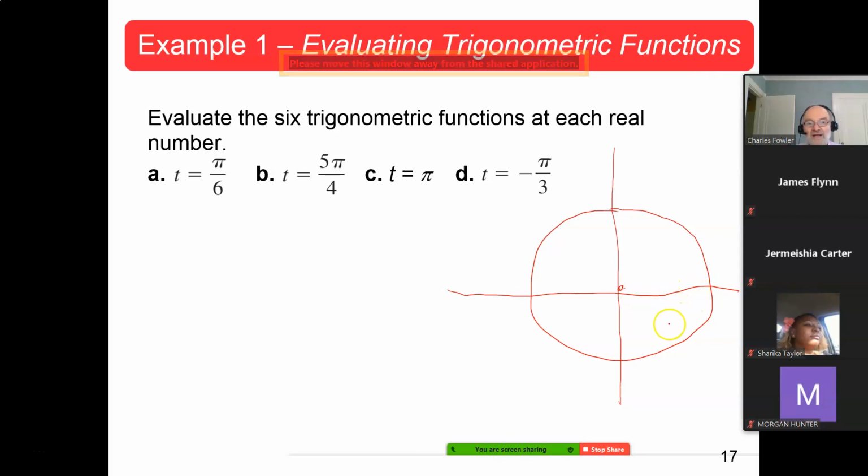It's going in a clockwise direction, and remember all the way around here would be negative pi, so a third of that would be something about like that. So this angle here, or they like to call it the real number here, would be negative pi thirds. That's your negative pi thirds.